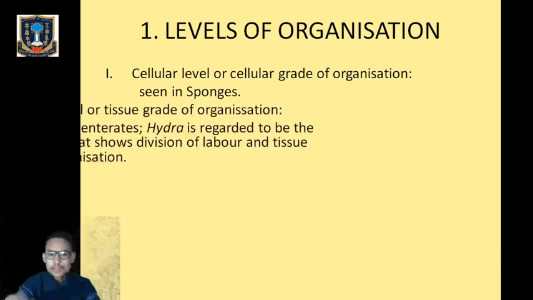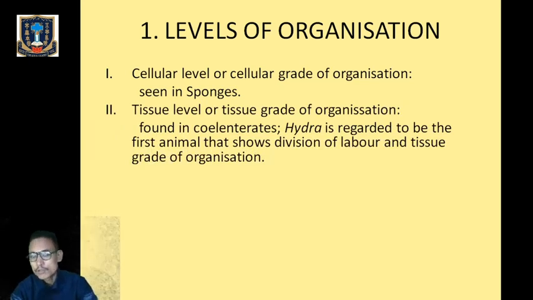The next is the tissue level of organization, or tissue grade of organization. This tissue level is mainly seen in Coelenterata, and remember Hydra. Hydra is regarded as the first animal that shows the division of labor. Division of labor means the work has been divided among the cells. Let's say we have 10 cells. Out of 10 cells, 5 perform the function of respiration and 5 perform the function of excretion. Those 5 cells form a tissue and perform respiration. Another 5 cells form a tissue and perform excretion. This is called tissue level of organization, or division of labor.